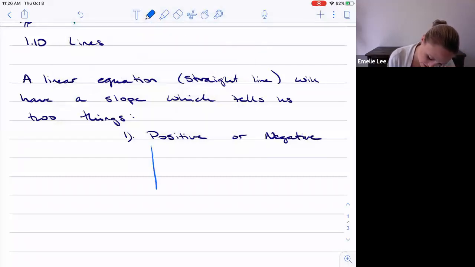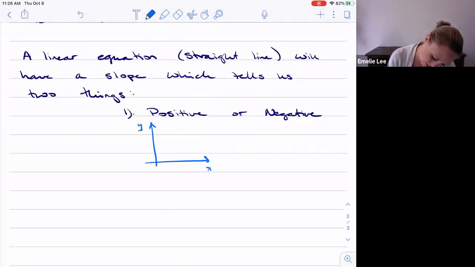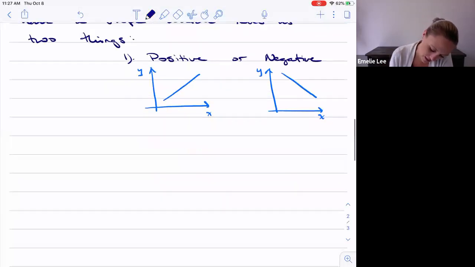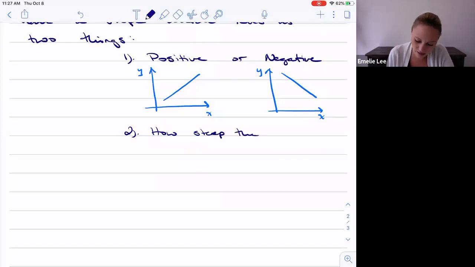So if it's positive, just looking in the first quadrant here, x, y, if it's positive, it'll look something like this, just kind of going up, up, up, up, up. And then if it's negative is when it's kind of going down, down, down like this. Okay. So the sign of the slope tells us whether it's positive or negative. Right? And then the second thing it tells us is how steep the slope is, or how steep the line is, rather.